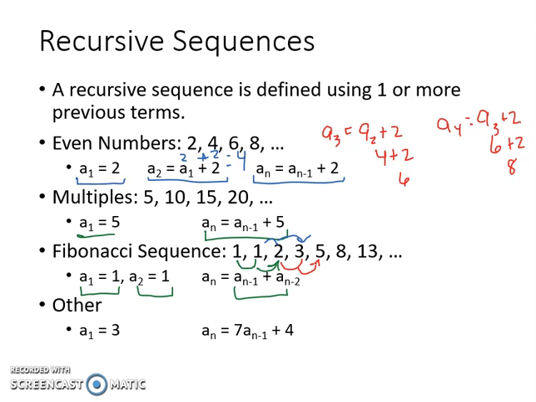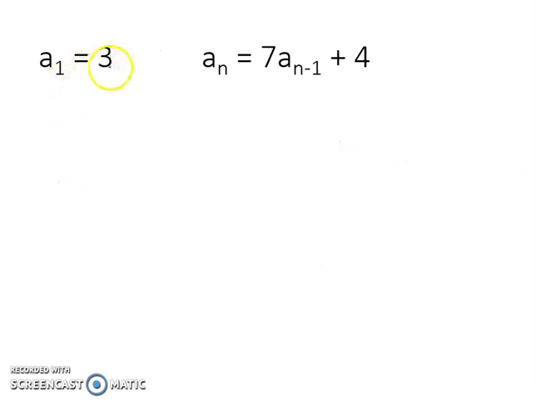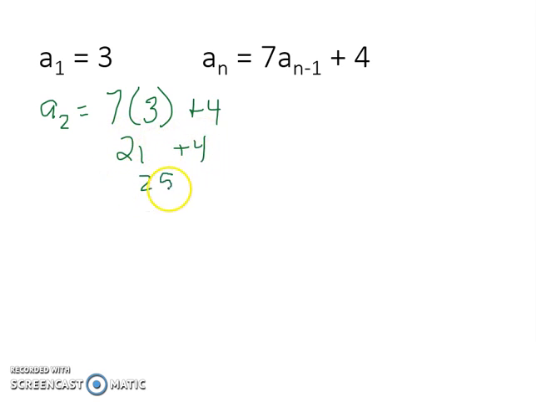Now we can also have other more complicated things happening, in which case, for example, we have a sub 1 equals 3, and a sub n equals 7 times the previous term plus 4. So let's take a look at what the first 4 terms of this sequence would be. So our first term, a sub 1, is 3. Our second term, a sub 2, is 7 times our first term, so that's 7 times 3, plus 4. And so that would be 21 plus 4 is 25.